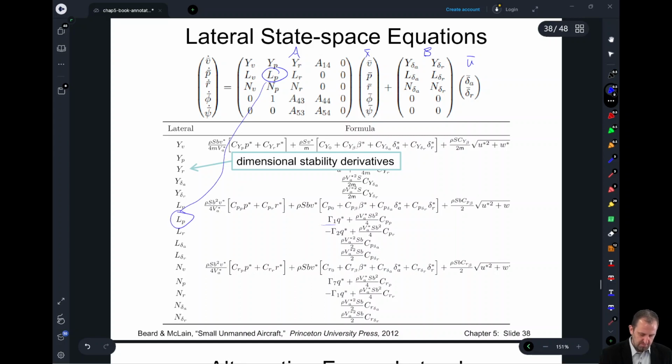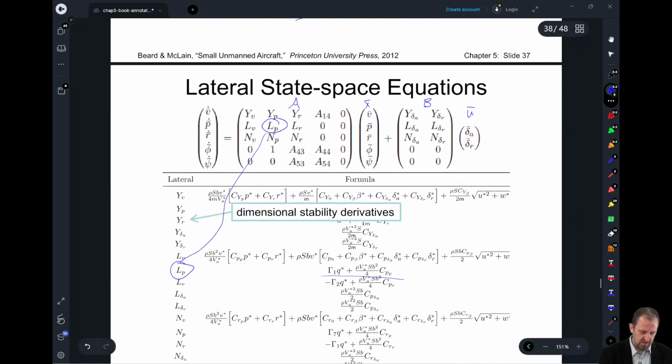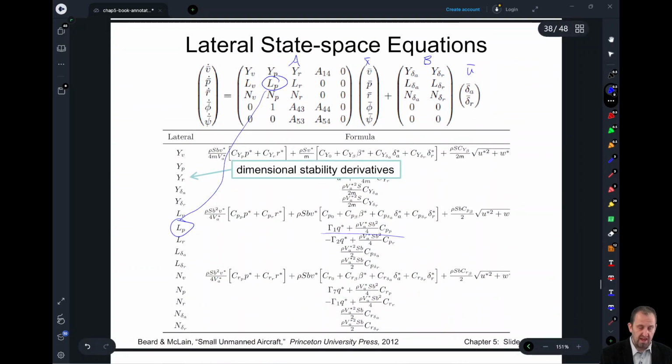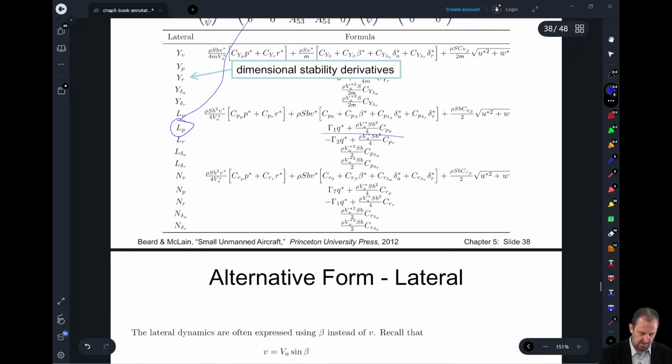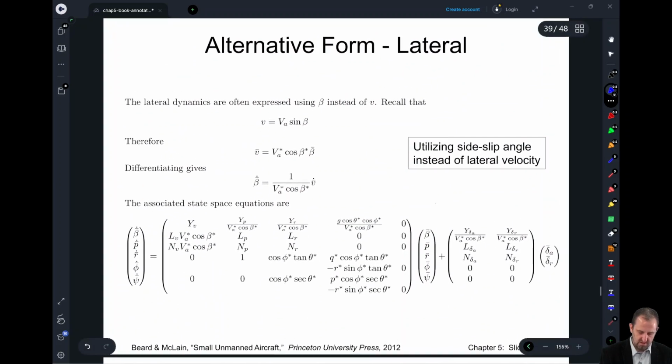So all it's done is taken all of these partial derivatives and defined the block matrix elements. Okay. Now, we can alternatively define things with respect to our beta, right?